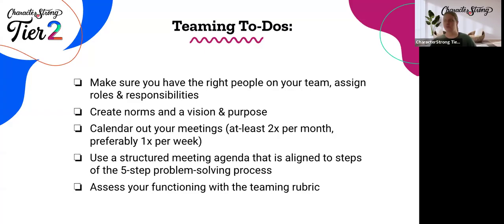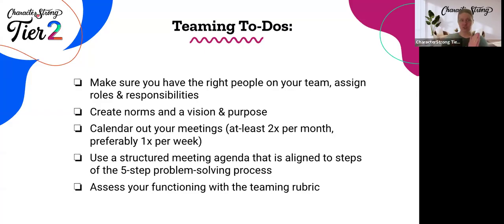Why we ask you to do this is because we tend to have a lot of teams. We have a tier 1 team. Sometimes we have a leadership team. Sometimes we have a PBIS team. We have an MTSS team. We have a student support team. We have SIT teams, BAT teams, all the acronym teams. And we need to know the exact purpose of all of those teams.